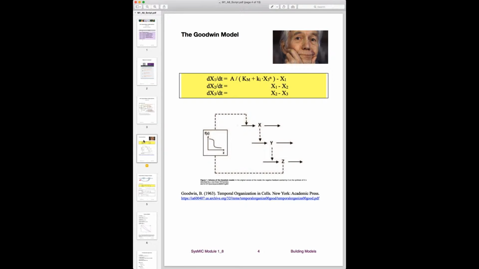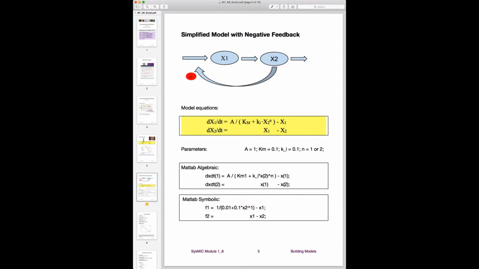So the model that we have chosen for today is by Brian Goodwin, and he introduced and extensively discussed it in an interesting book from 1963 called The Temporal Organization in Cells. The subtitle is A Dynamic Theory of Cellular Control Processes. There he uses what is now called a systems approach, an integrative approach to understanding non-trivial control properties of biological function. And he did that using differential equations, mostly.